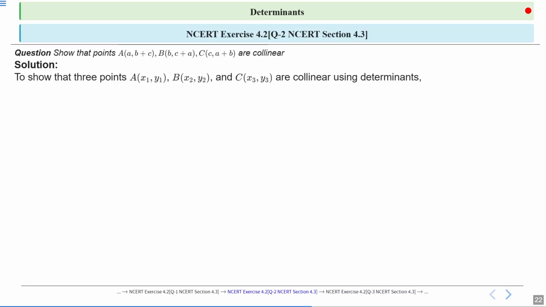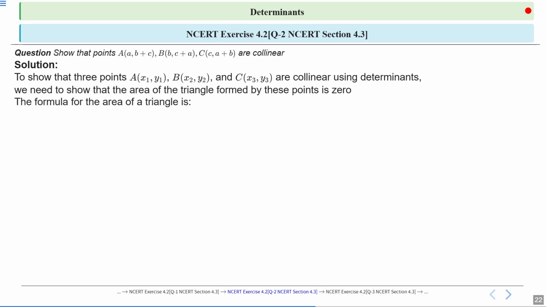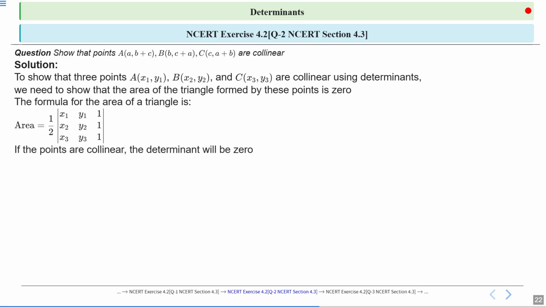To show these 3 points are collinear using determinant, we need to show the area of the triangle formed by these points is 0. So if for any 3 points, the area formed by them is 0, then the points are collinear. The formula for area of a triangle is 1 by 2 times the determinant x1 y1 1, x2 y2 1, x3 y3 1. If the points are collinear, the determinant will be 0. So the given point A is A comma B plus C, point B is B comma C plus A, and point C is C comma A plus B.